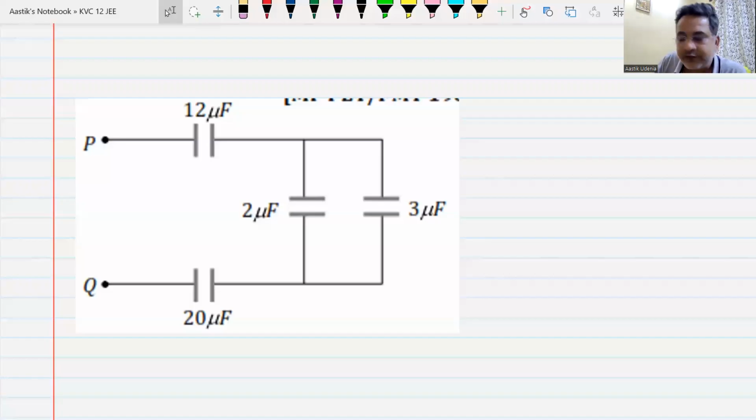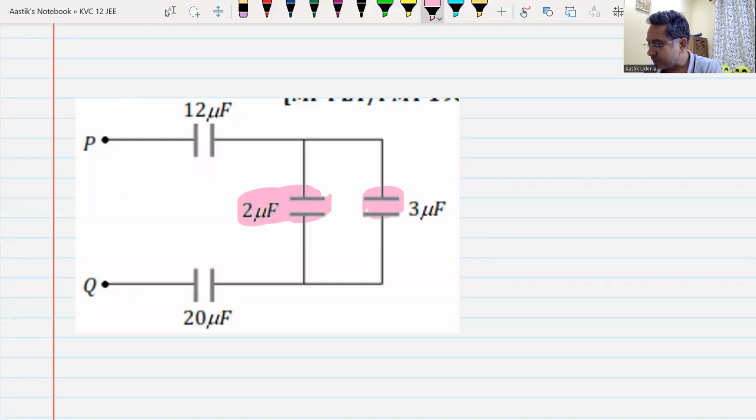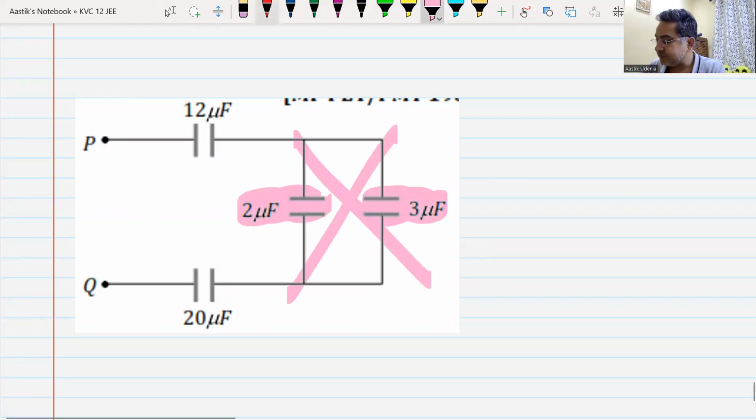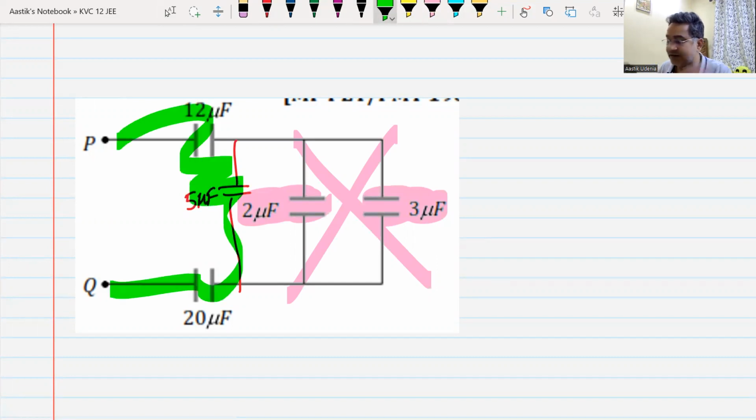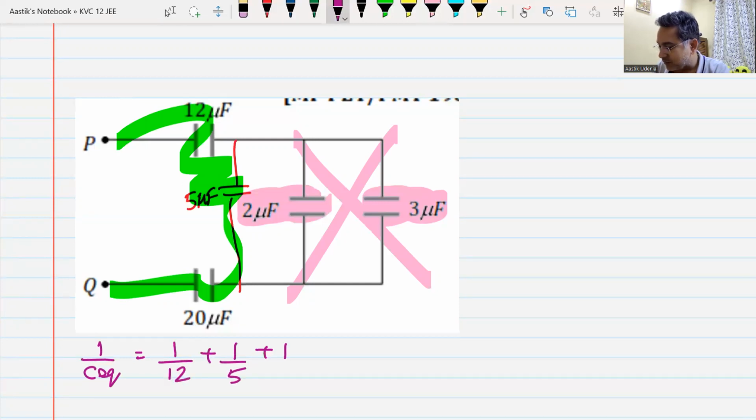Two minutes. So how are you supposed to do this? You can easily see that this 2 and this 3 are in parallel. So you can remove it and simply put one capacitor of 5 microfarad here. And once you understand, now these 3 will be in series, same charge will flow. 12, 5 and 20 are in series. You can find the equivalent capacitance. 1 by C equivalent will be equal to 1 by 12 plus 1 by 5 plus 1 by 20.